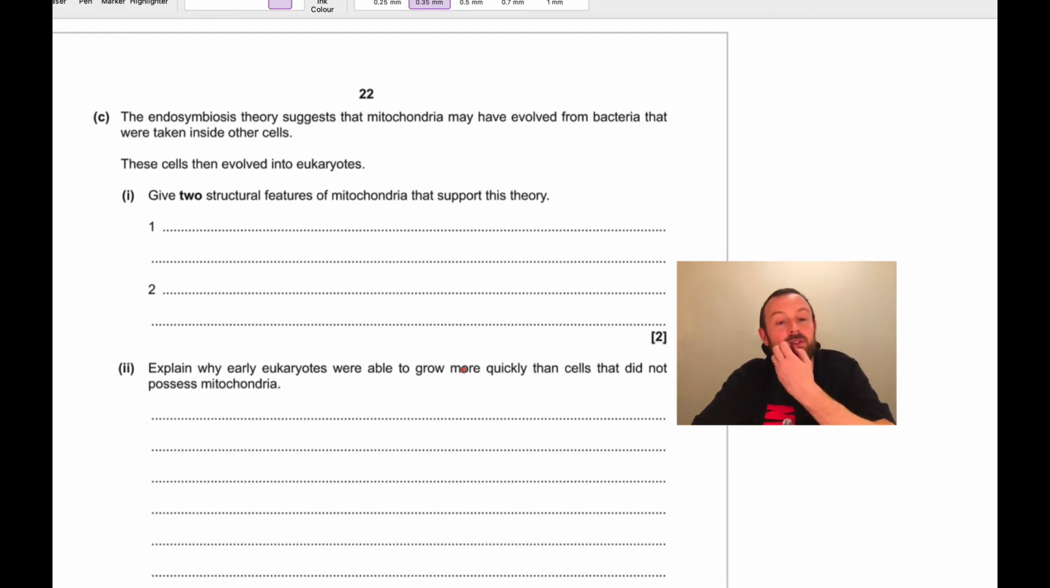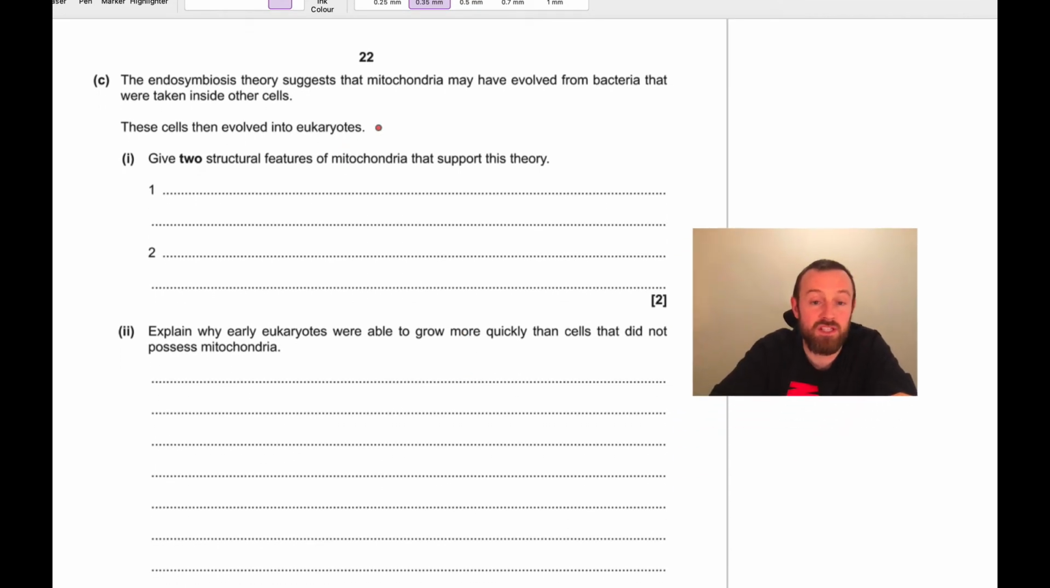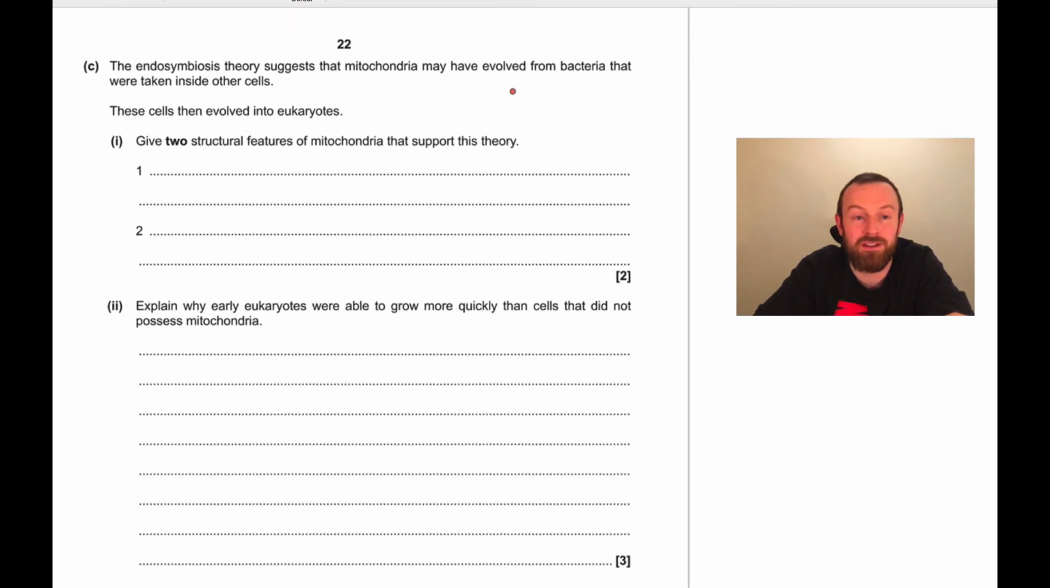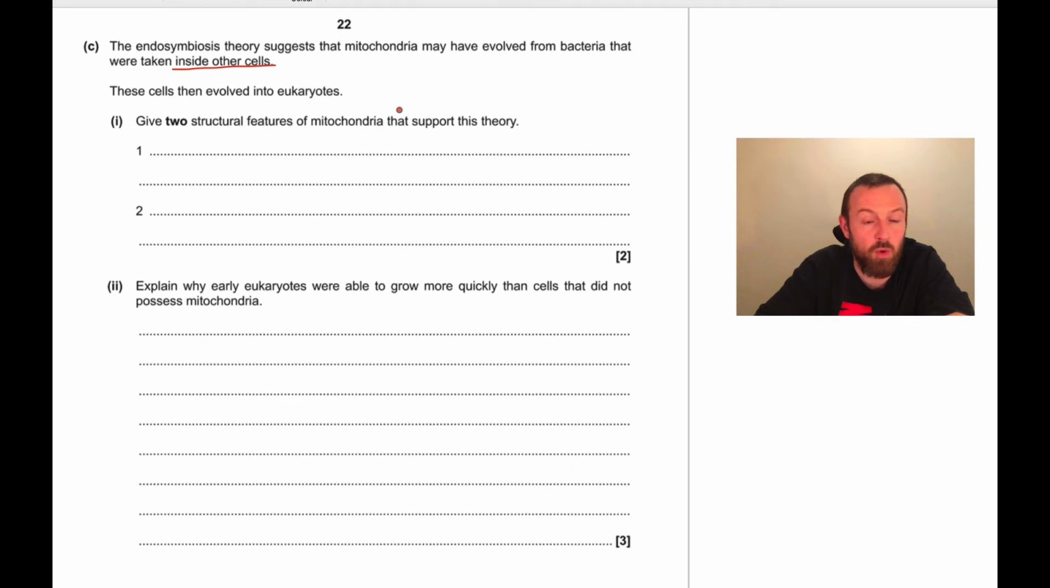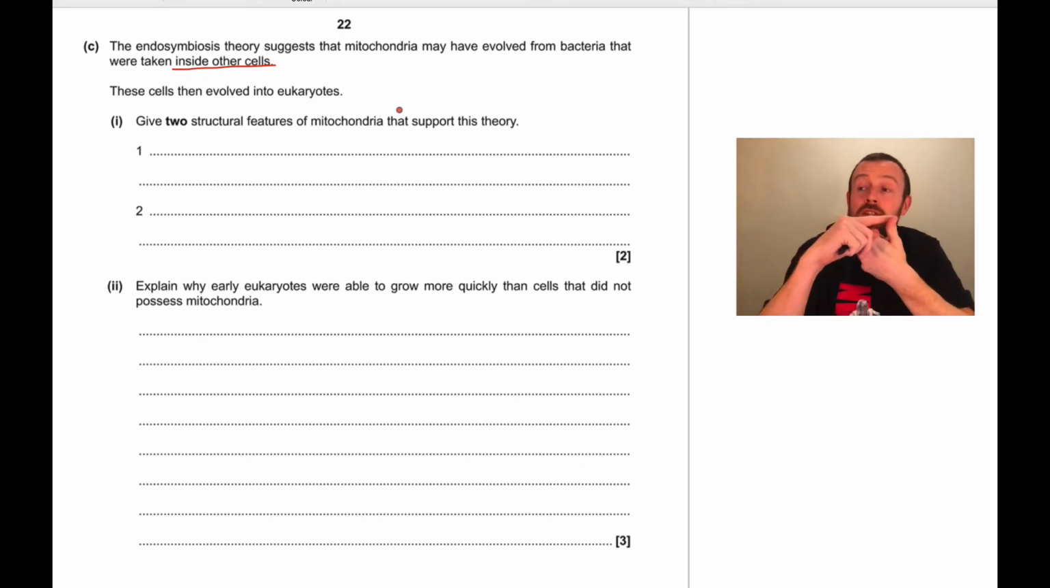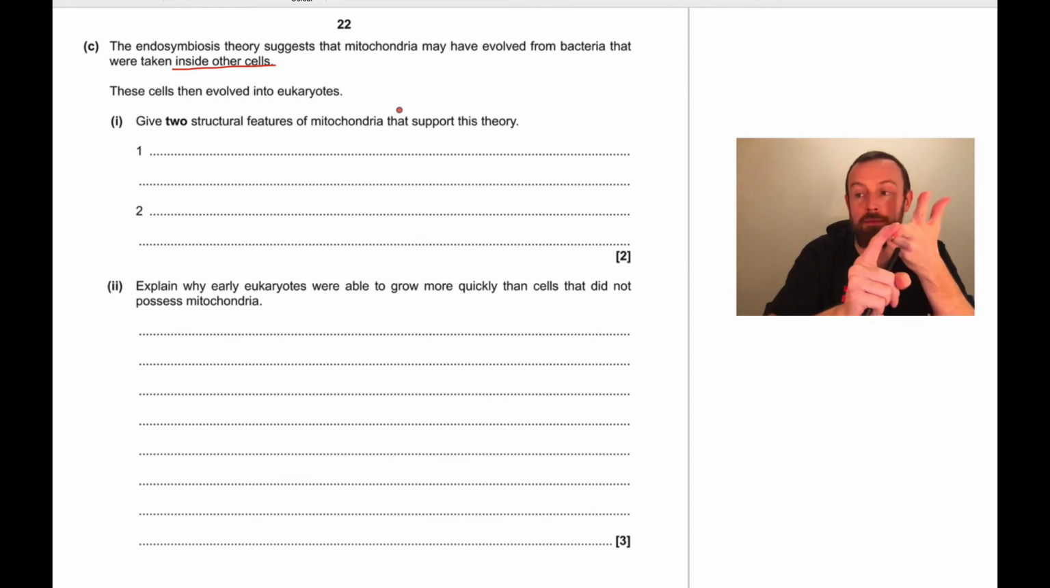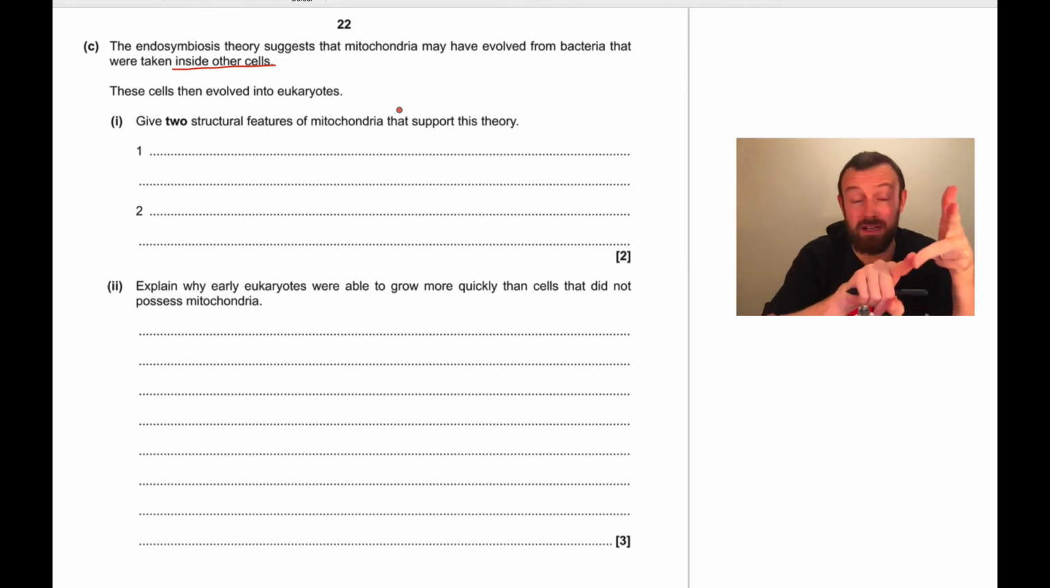Okay, C. The endosymbiotic theory suggests that mitochondria may have evolved from bacteria that were taken inside other cells. Once they got swallowed up, then eventually the cells evolved into eukaryotes. So there are many features that support this theory. I'll show you the mark scheme in a second, but here's just a list. So double membrane. Mitochondria have their own DNA. They have small ribosomes that are very similar to bacteria. Those are 3. There's a few more.